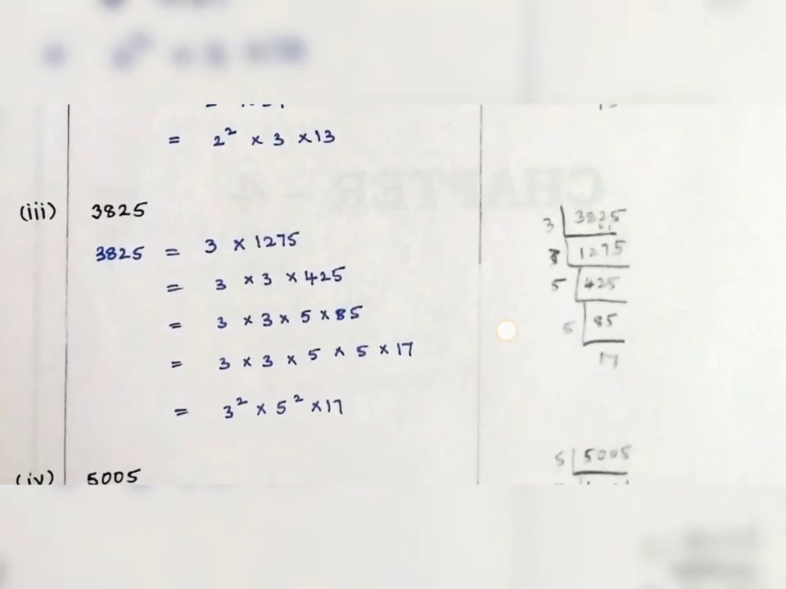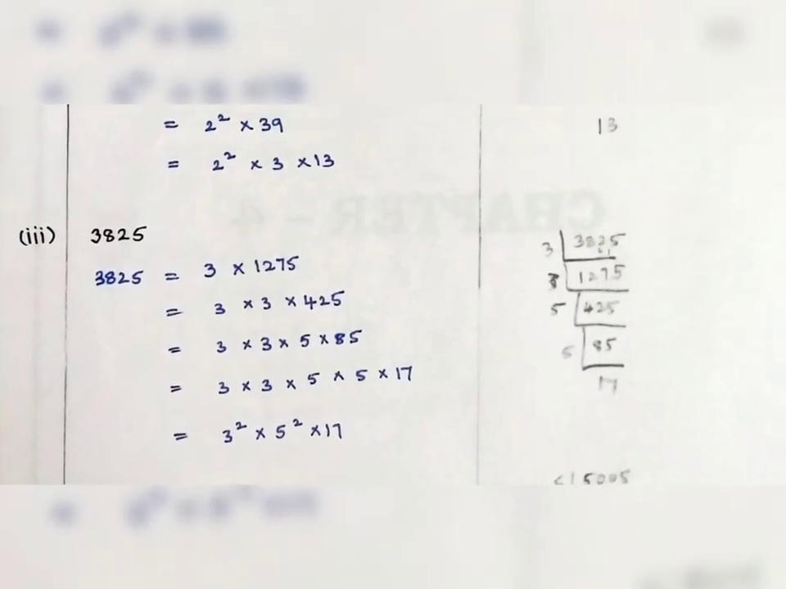Third one is 3825. It can be expressed as 3 into 1275. 1275 can be expressed as 3 into 425. And 425 can be expressed as 5 into 85, and 85 can be expressed as 5 into 17.